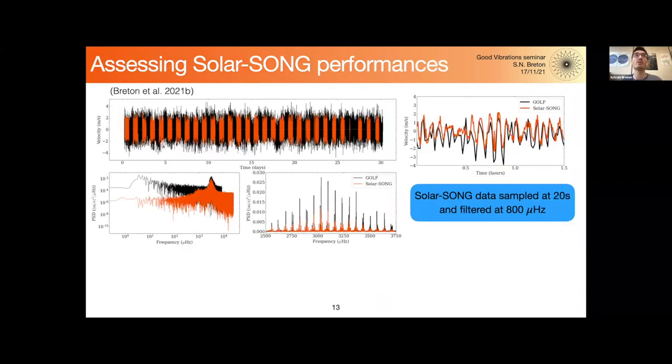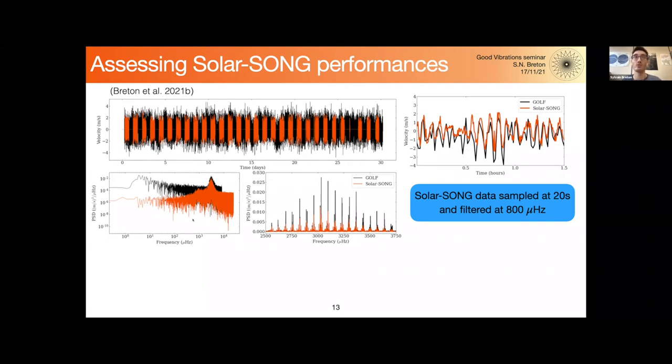So here are the results of the data I recalibrated from the Solar SONG acquired signal, compared in black with the contemporaneous GOLF time series. Here you can see 30 days, the best 30 days of observation of the 2018 observation run. And here you can see a snapshot of only 1.5 hours.